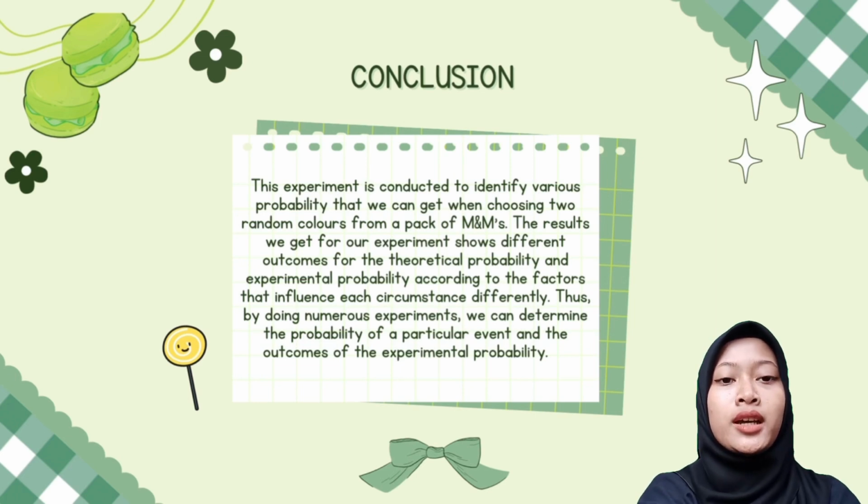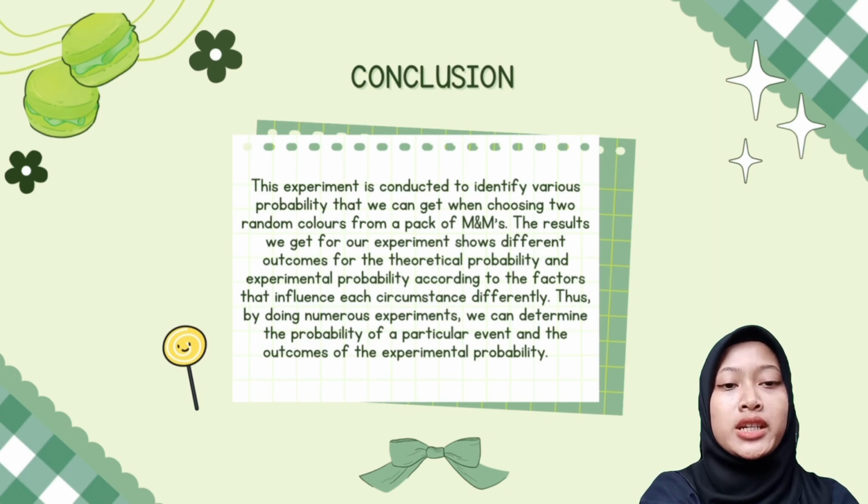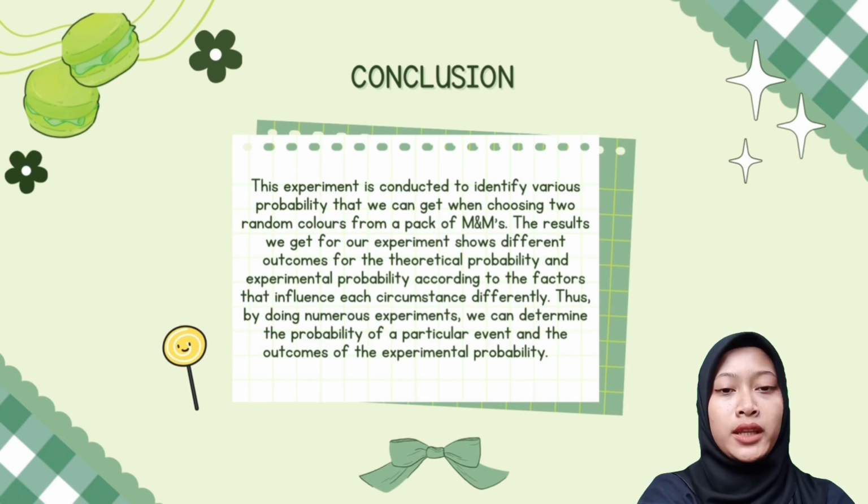For example, when we shake the pack, all of the chocolates will be mixed randomly. So, we cannot predict which colors that will be chosen next. So, by doing numerous experiments, we can determine the probability of a particular event and the outcomes of experimental probability.